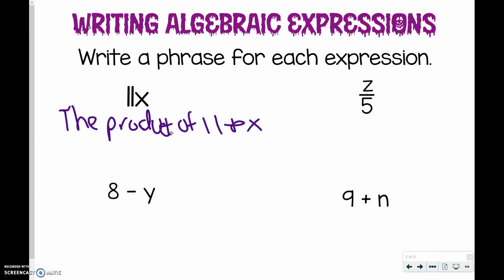Okay. That's one option. You could say 11 times x, you could say 11 groups of x. Any multiplication word would help you with this. The only ones you can't use are twice and double because that's specifically for 2.